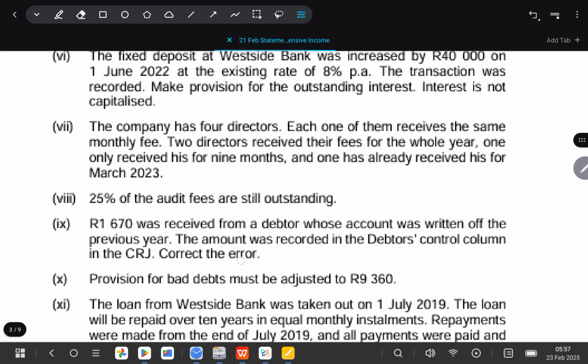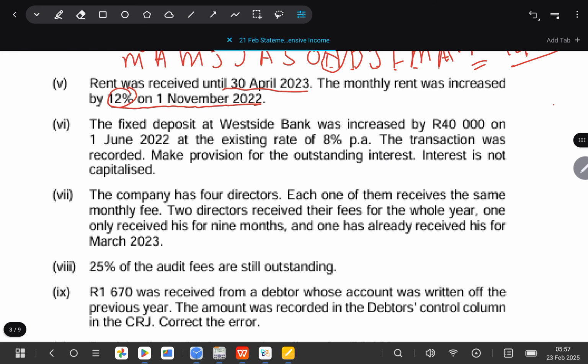The next transaction says that the fixed deposit at West Bank was increased by 40,000 on 1 June 2022 at the existing rate of 8% per annum. The transaction was recorded. So once they say it was recorded, it means that the increase has already been included in our final year's trial balance. Okay, and they're saying that we need to make provision for the outstanding interest, and interest is not capitalized. So when they say interest is not capitalized, they mean that they don't add interest on the fixed deposit. Interest is recorded separately.